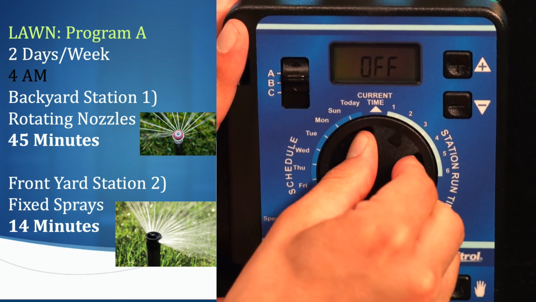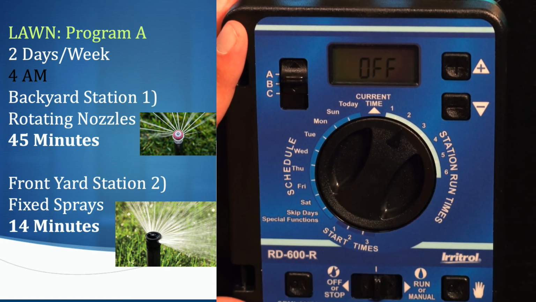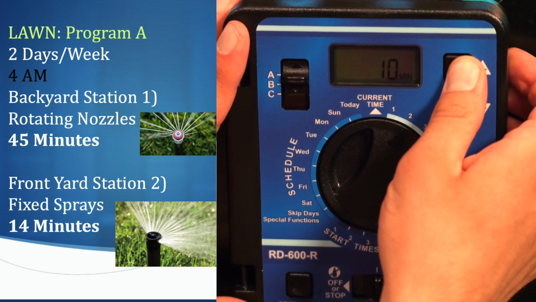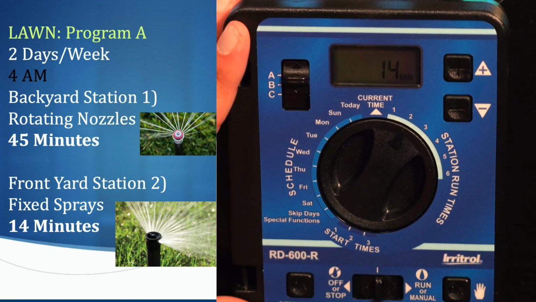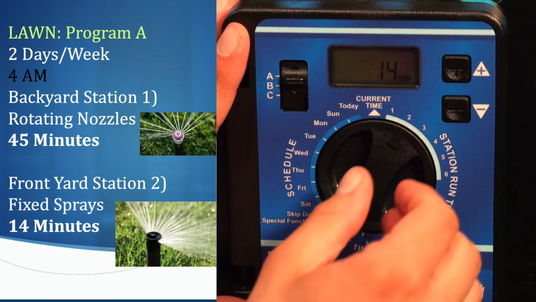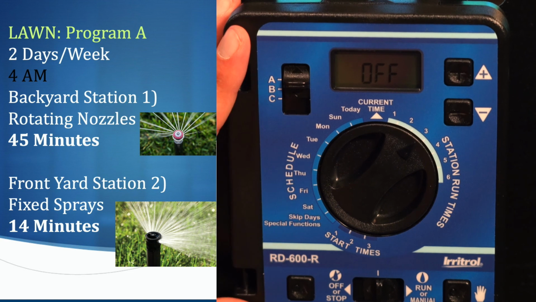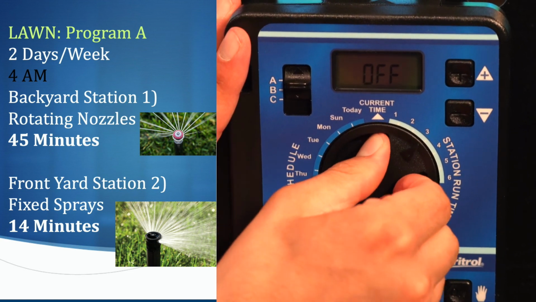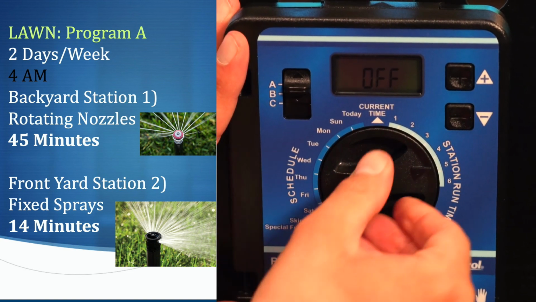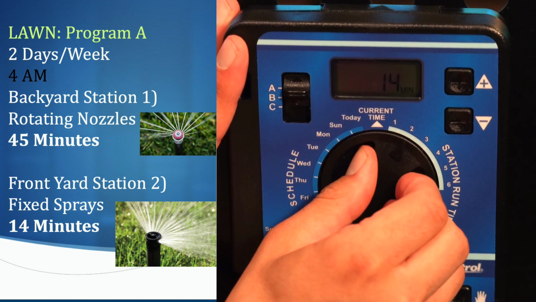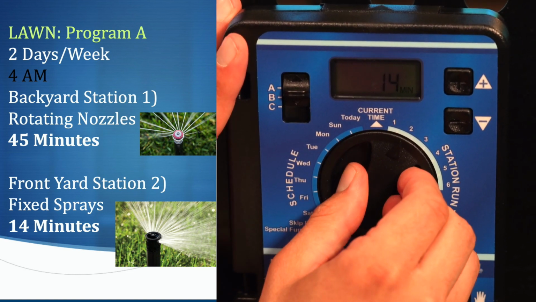Turn the dial to station 2. And station 2, we've chosen to water for 14 minutes. Use this plus button again to get to 14 minutes. And now station 3, we're not going to program onto A. We're going to use that on a different one. So the rest of these should be off because we only want stations 1 and 2 watering. 45 minutes, 14 minutes for our lawn. Okay.